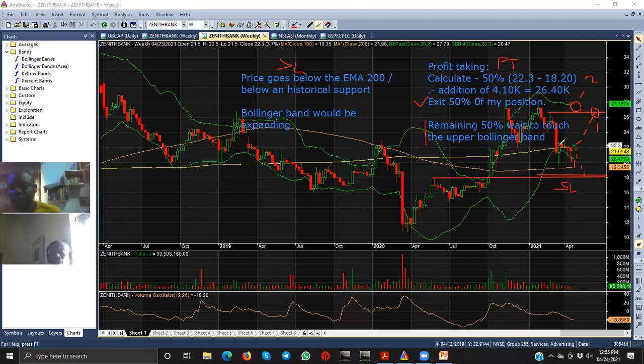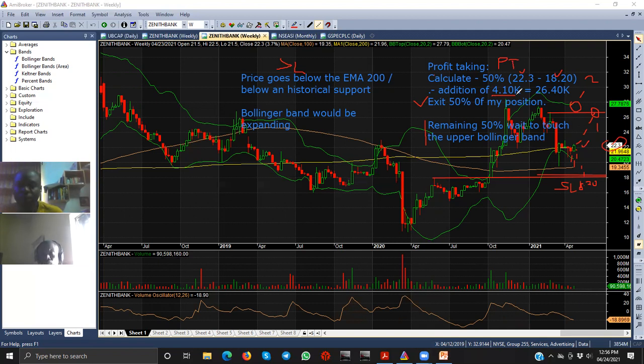Okay, let's go through it again. Let's take this example. This is Zenith Bank, and the current price is 22 naira 30 kobo. That's our entry price, for instance. We have identified our stop loss below the EMA 200 and a historical level, at 18 naira 20 kobo. So we did 22 naira 30 kobo minus 18 naira 20 kobo, which means we are risking 4 naira 10 kobo. If the stock depreciates by 4 naira 10 kobo, you'll be out of the market.